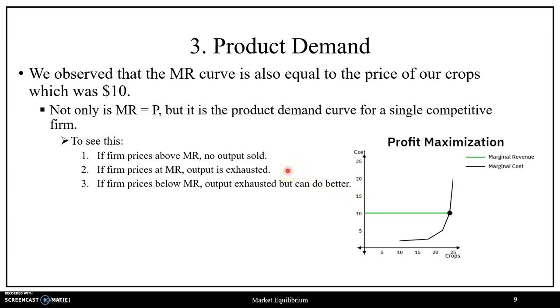Now, if the firm decides to price at marginal revenue, that is the price point that is established in the marketplace, output is exhaustive, and the firm is maximizing their profits, and we have that condition established here below. Marginal cost is equal to marginal revenue.